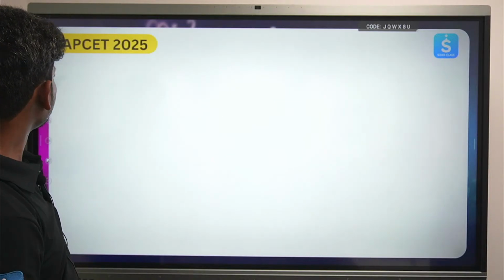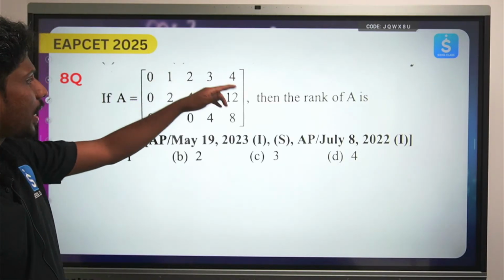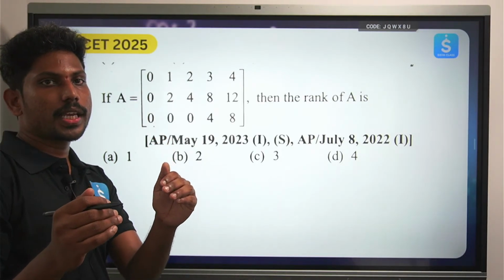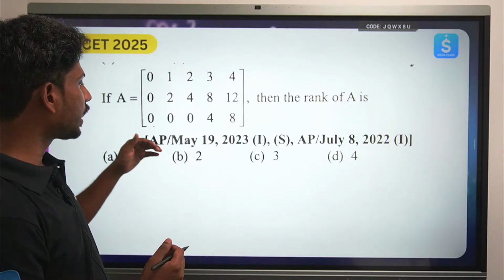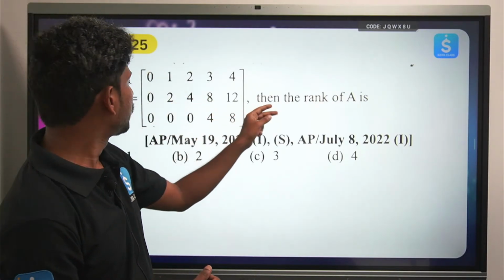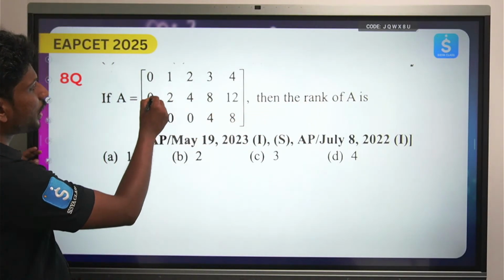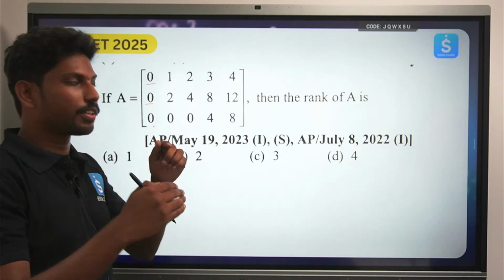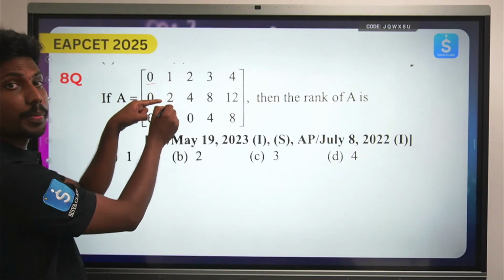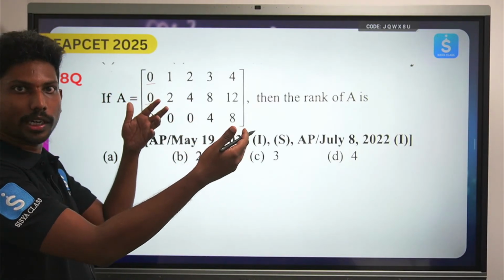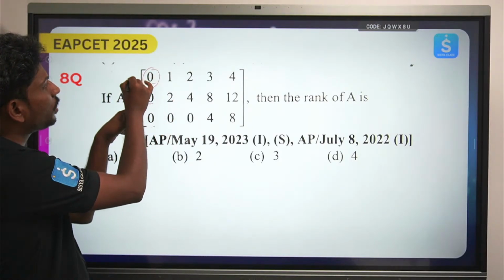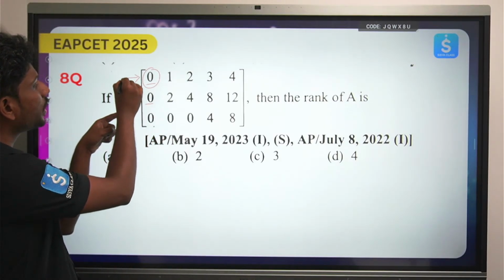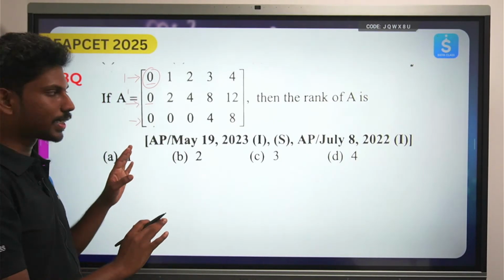Okay, the next one is: if A is a matrix, then the rank of A is. Now look here, what is rank? It should be in the increasing order of zeros. If A is this matrix, the rank of A is... here, how many zeros are there? 1. It should be a strictly increasing number of zeros. So if there is 1 here, definitely here it should be 2 or more than 1. It could be 3, 4, whatever it is, but the number of zeros at this point is only 1. But here in the second row it should be more than 1. But here also the number of zeros is 1. Here, how many are there? 3. That's okay, that's still a sufficient condition.